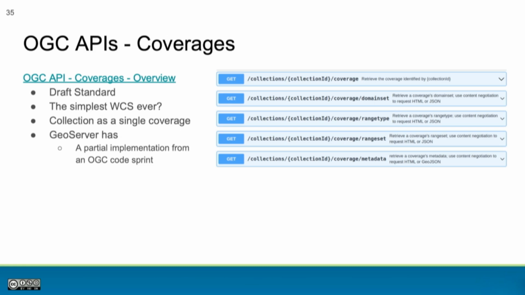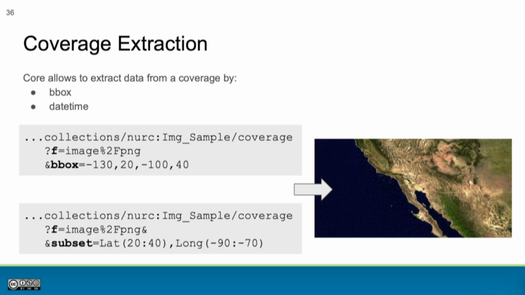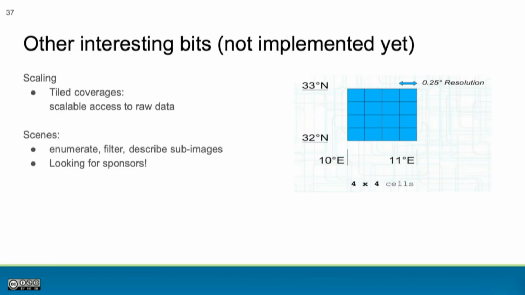Collection is represented as a single coverage, and we've got a partial implementation from a code sprint, but this is something we'd like to see progress. Here's an example of how to do a coverage extraction. You can see you've got the format and the bounding box, or you've got the format of a subset in lat long. In both cases, this will produce a subset of your coverage. There's other things we're interested in here, doing scaling and tiled coverages, and there's functionality around describing some sub-images. So if folks are interested in that, please contact us.